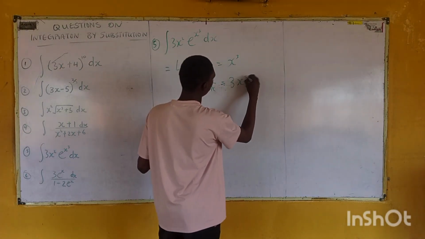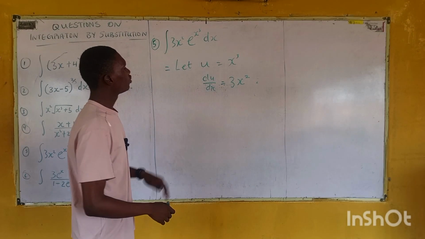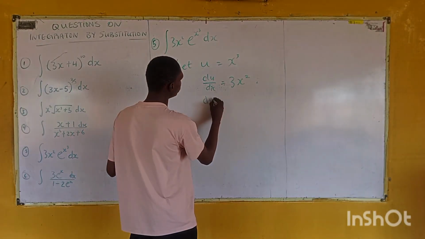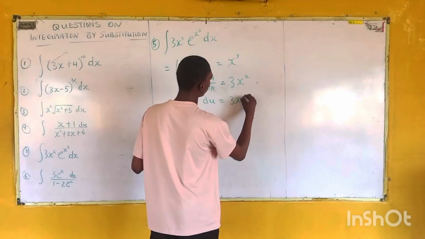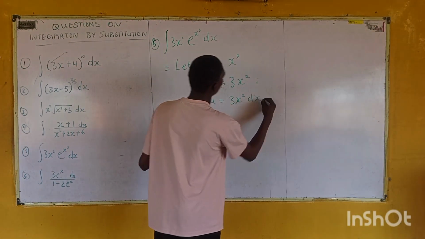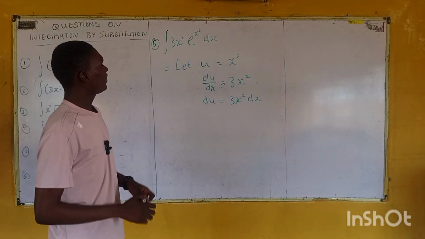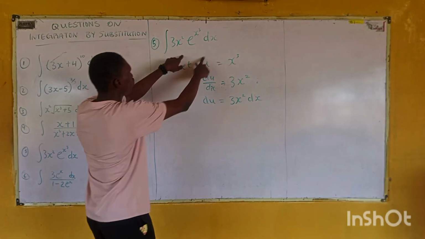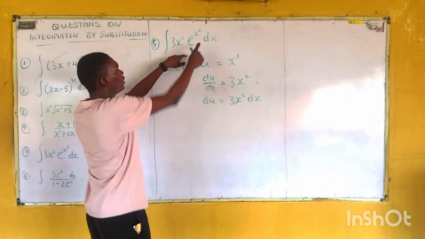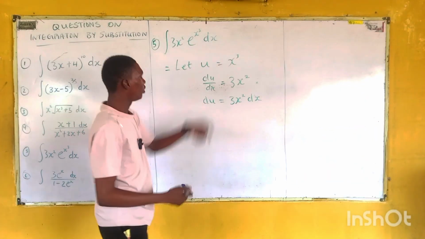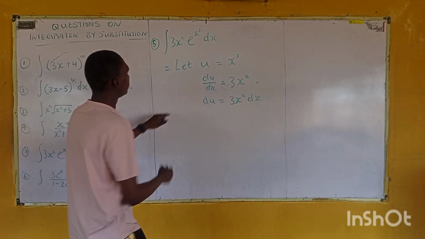3x raised to power what? Raised to power 2, right? So we can now say that our du is now equal to 3x raised to power 2 dx. So now, therefore, we've represented the u as what is outside this exponential, raised to power x raised to power 3. Alright? So we can move on.